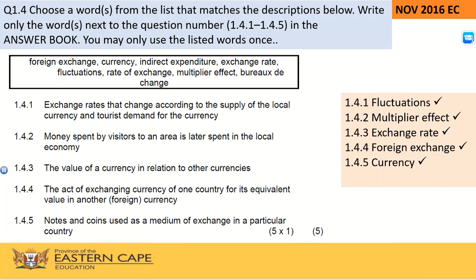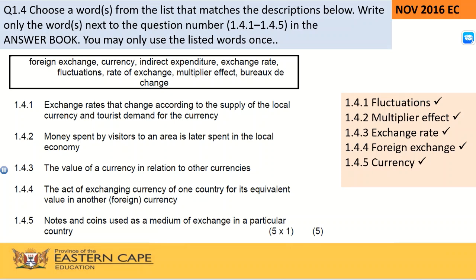1.4.1, exchange rates that change according to the supply of the local currency and the tourist demand for the currency. The term we are looking for there is fluctuations. 1.4.2, money spent by visitors to an area is later spent in the local economy. That is known as the multiplier effect. 1.4.3, the value of a currency in relation to other currencies, and that is referred to as the exchange rate.